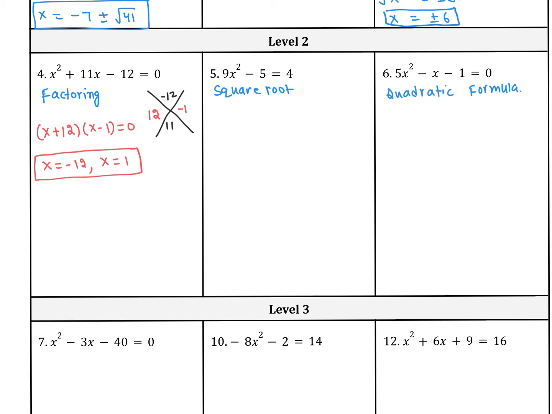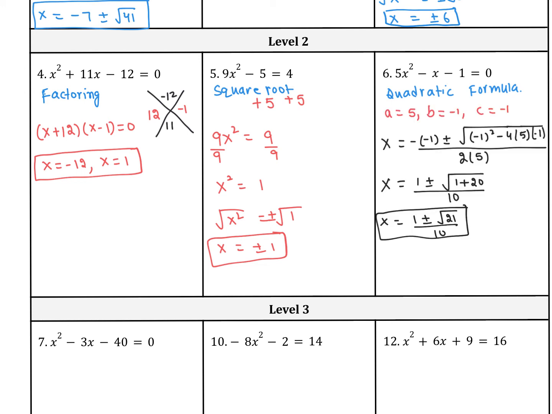For the next one, where you're going to do the square root method, you're going to add 5 on both sides. You get 9x squared equals 9. Divide by 9. x squared equals 1. Take the square root on both sides. You get x equals plus or minus square root of 1, but the square root of 1 is just 1. So x equals plus or minus 1.